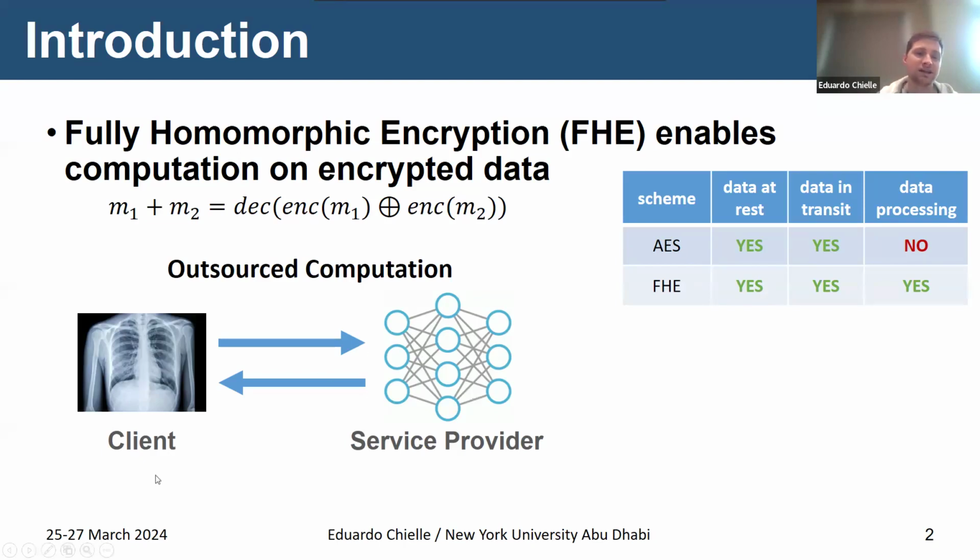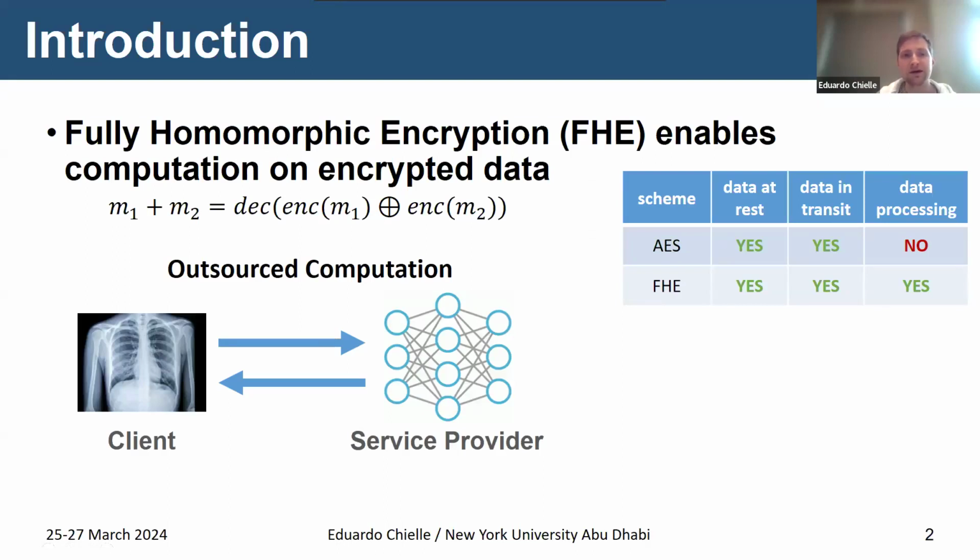The thing here is that the client doesn't want to share its sensitive data with the service provider, but also the service provider doesn't want to share its IP with the client. So with FHE, the client can encrypt its X-ray and send it to the server, which will do computation in the encrypted domain, and send the ciphertext back to the client, who can then decrypt and check the result.